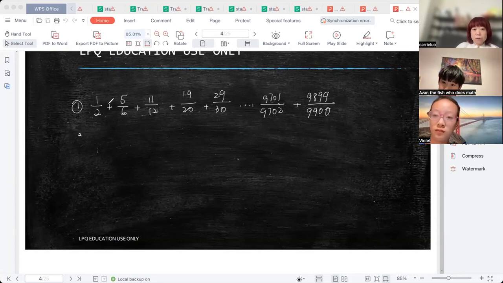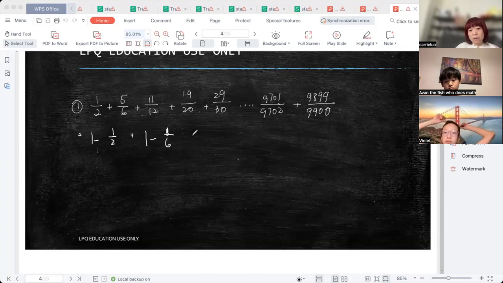So, Evan, let's see. The reason I want to change them is because you see the numerator is not all 1, right? So we learned before that the numerator has to be the same, right? It's not the same, so we need to change it. So it's actually 1 minus 1 over 2 plus 1 minus 1 over 6 and plus 1 minus 1 over 12 and plus 1 minus 1 over 20. Do you understand? Okay, so it's like that.